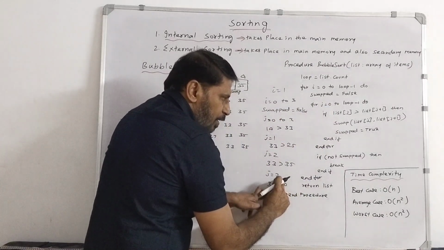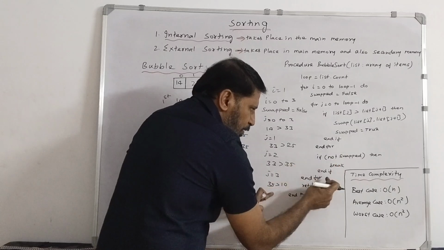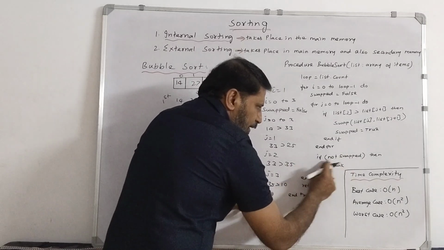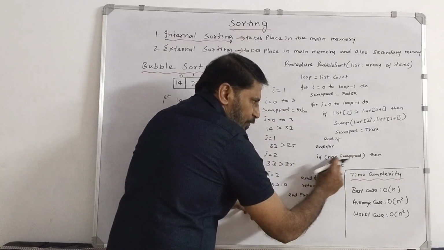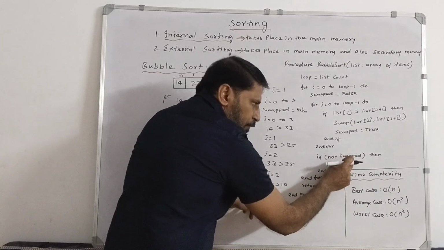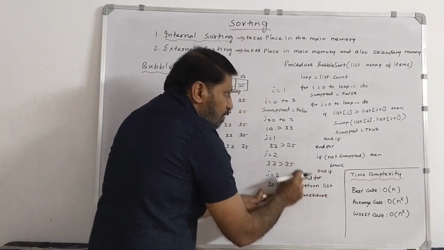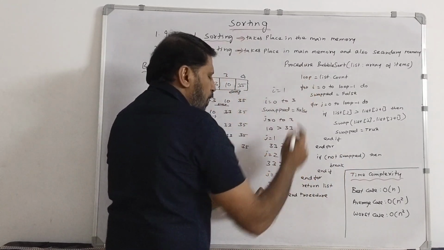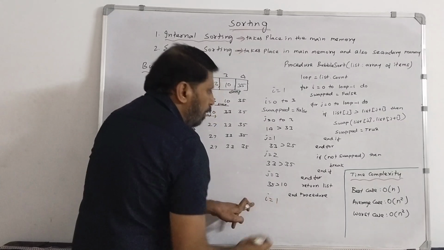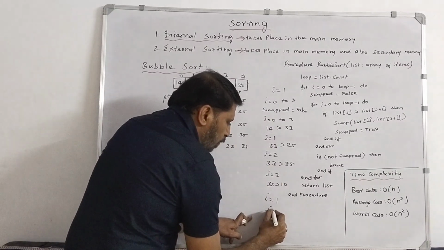So 3, j becomes 3. So that's why this for loop terminates, it comes here, and it is checking whether any swapping takes place. If not swapped, it means break. If it is swapped, it means once again we come here, once again we go to i. So now i becomes 1, then once again j becomes 0.